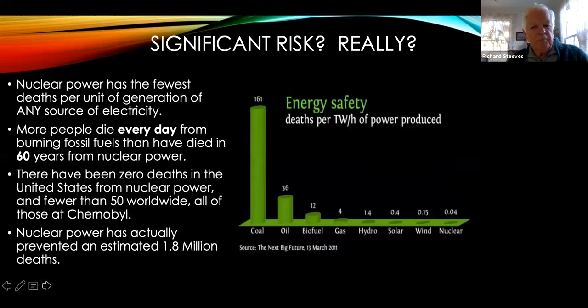And it's too bad that these words, I think, mostly come from Margie Kindig. She lifted these four points, which I think are very effective. Nuclear power has the fewest deaths per unit of generation of any source of electricity. More people die every day from burning fossil fuels than have died in 60 years from nuclear power. There have been no deaths in the US from nuclear power and fewer than 50 worldwide. And that it's prevented, this is a quote from James Hansen, a paper that he wrote indicating that it's prevented an estimated 1.8 million deaths as a result of replacing coal and oil and some of these dreadful products, particularly coal, which spoil the air and give particulate pollution that contributes to serious respiratory disease.